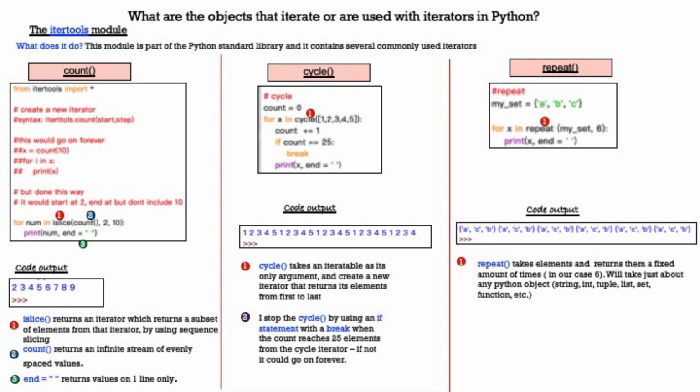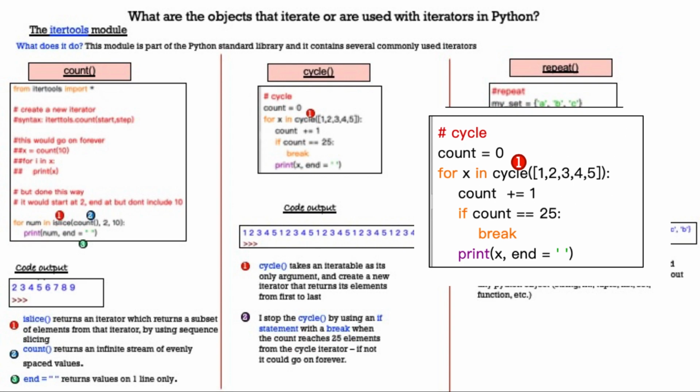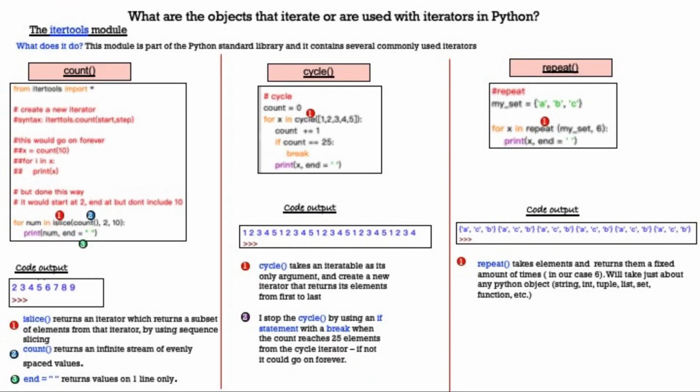Next, we have cycle in the middle. So cycle takes an iterable as its only argument and creates a new iterator that returns its elements from first to last. I stop the cycle by using an if statement with a break when the count reaches 25 elements from the cycle iterator. If not, this too would go on forever and ever and ever. So that's why I use a break here. I use a slicing technique in count. You have to do something, otherwise it'll go on forever. Unless that's what you want, then have a party.